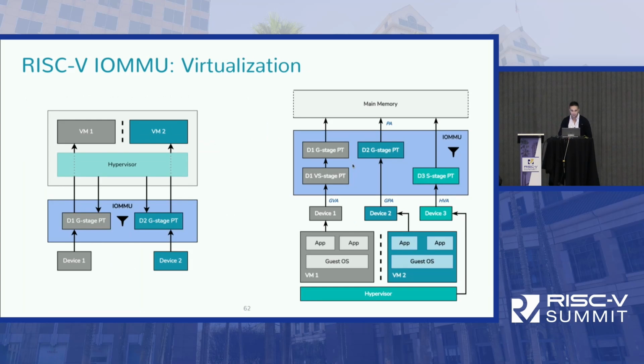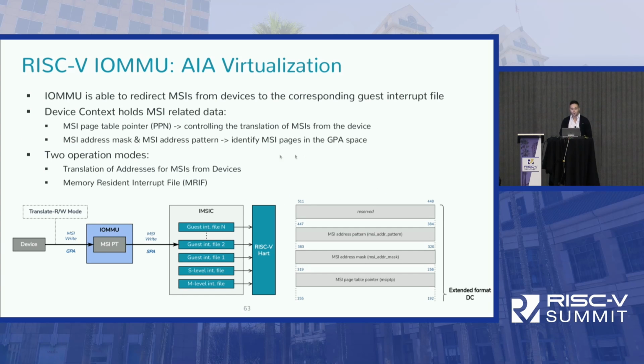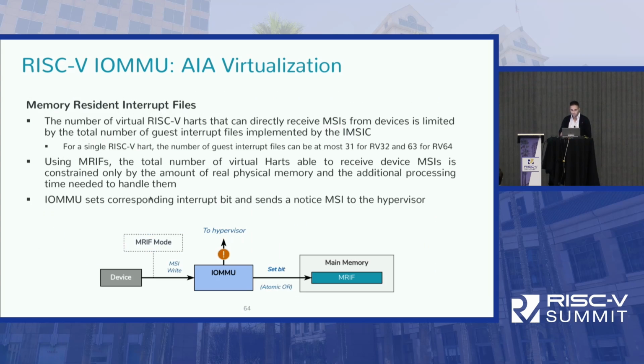for the MSI. And you have two operation modes, the normal translation of address for MSI from the device and the memory resident interrupt file. Basically, the memory resident interrupt file allows you to provide scalability not limited by the total number of guest interrupt files implemented by the IMSIC, which has a hard limitation for a 64-bit architecture of 63, or 31 for an RV32. And this basically provides a scalability method so that you can scale beyond the hard limitations.